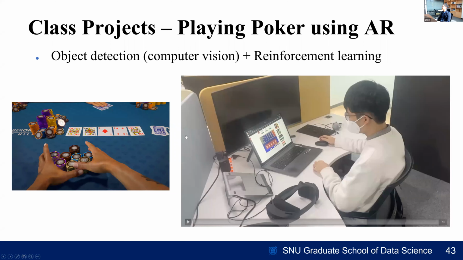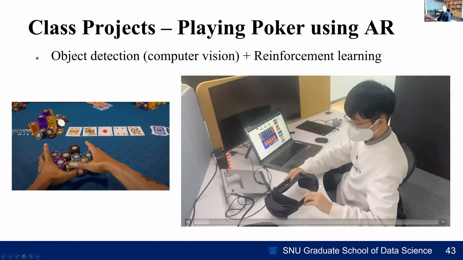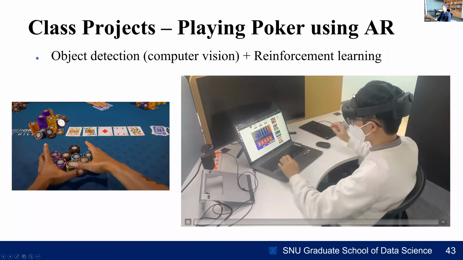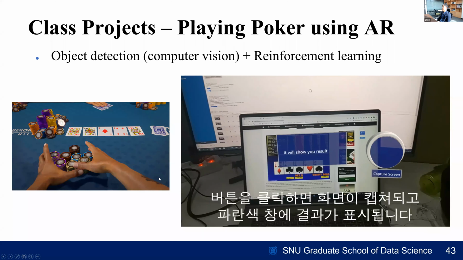So the first thing is, yeah, one student has some bad motivation. He wants to get a lot of money with the help of AI techniques. So this demo is playing poker using augmented reality. Let's play the demo. So this guy wears a HoloLens and plays a poker game with the computer.